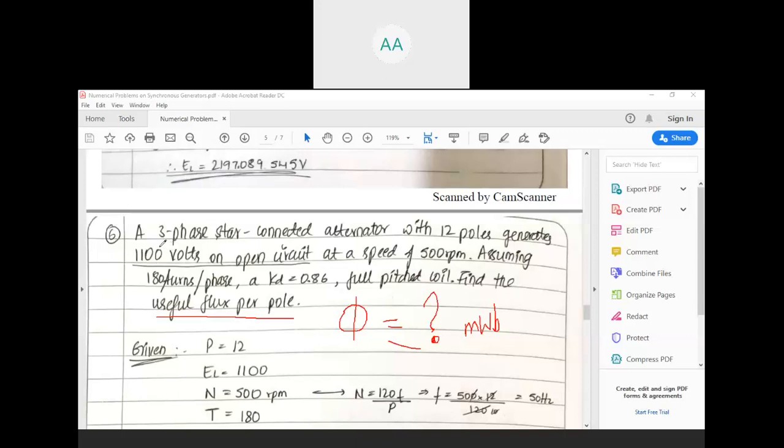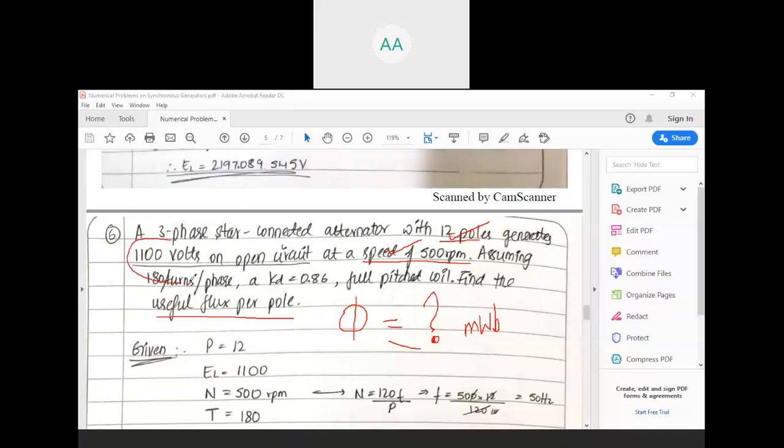Now what you need to observe is that the frequency is not given. So you need to take the frequency as 50 hertz. Or if they have asked to find the frequency, the speed is given and the poles are given, so you can find the frequency as per the requirement. Using F equals NP by 120, we can do the same thing as in the previous problem.